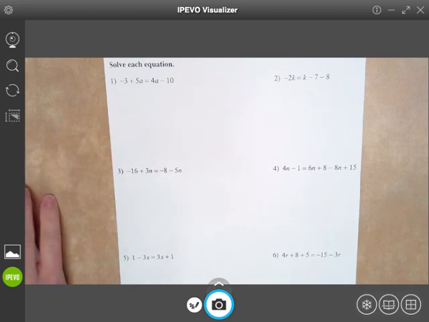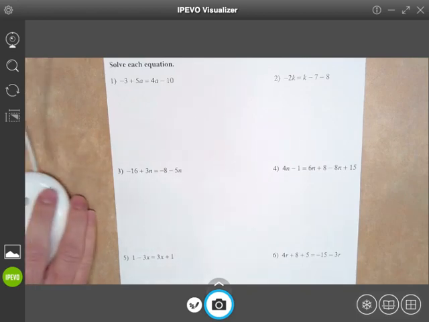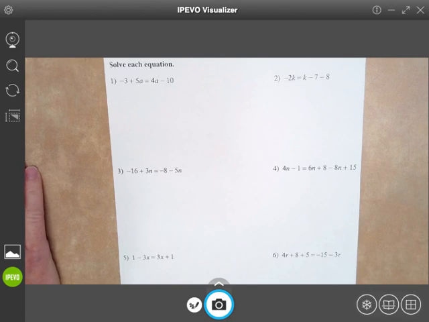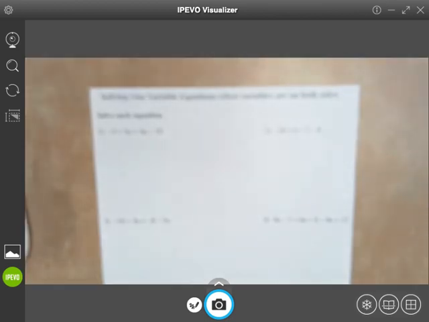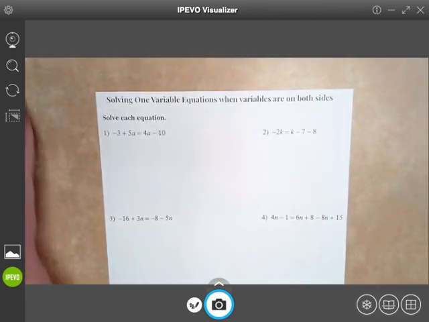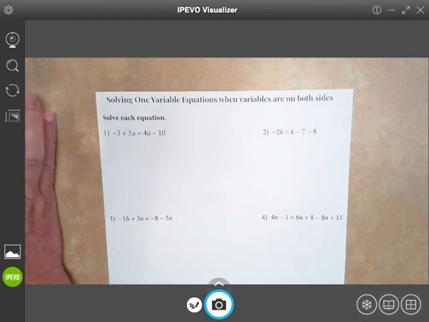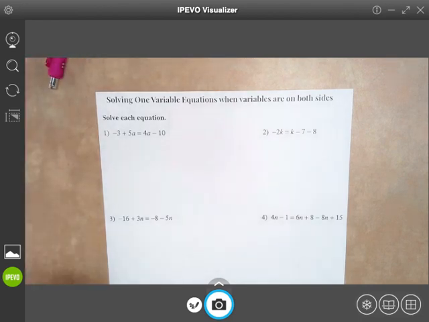Let's look at the notes that we are doing today. So we are solving one variable equations with variables on both sides. So we are going to work these out and also show checking your work. So you do need your calculator out as well.